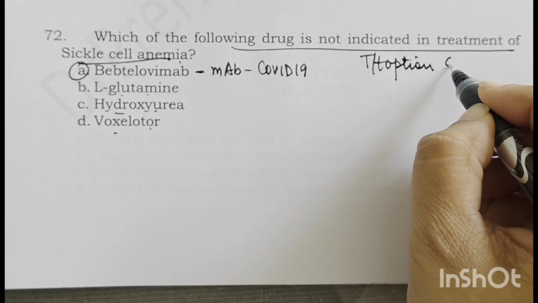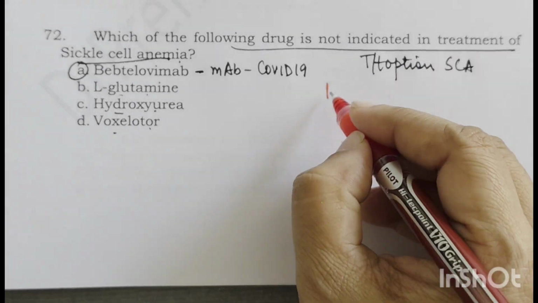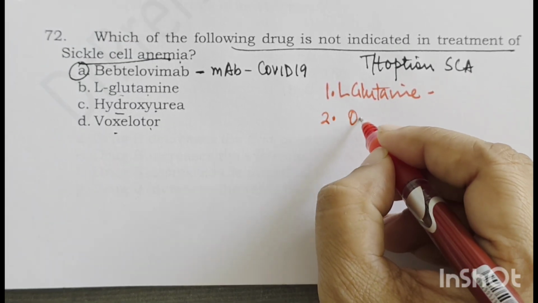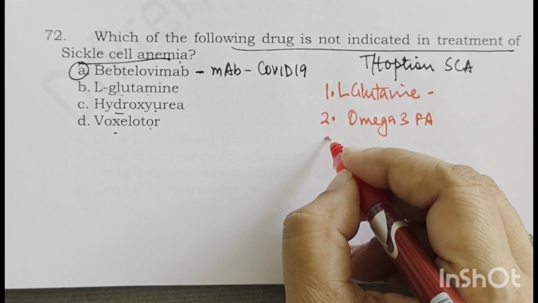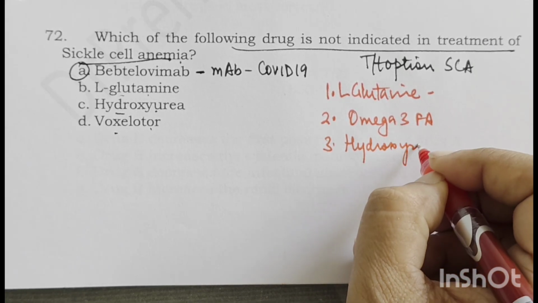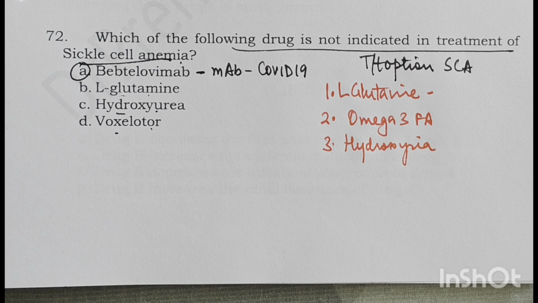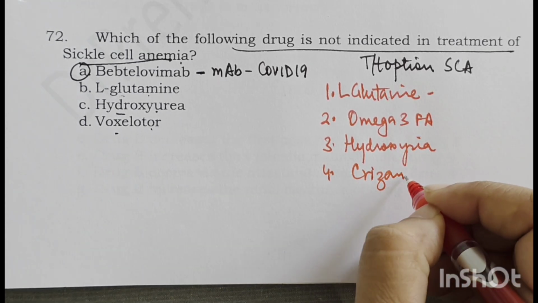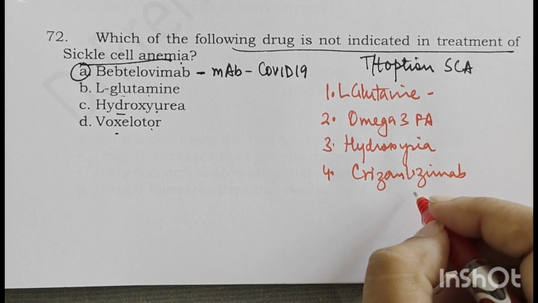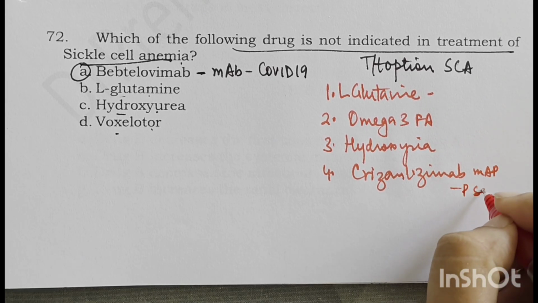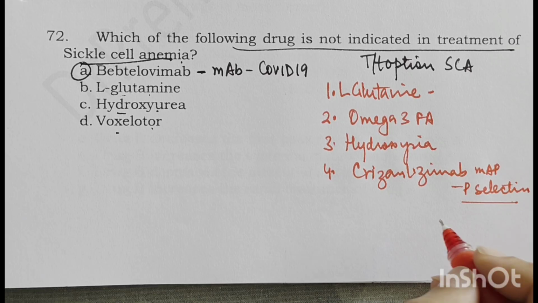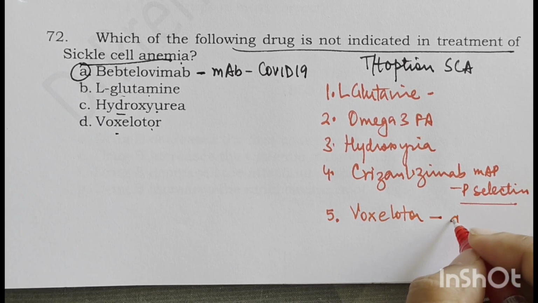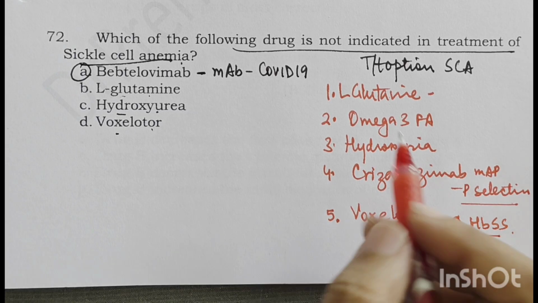For sickle cell anemia, we have number 1, L-glutamine. L-glutamine is shown to have a good influence. Then omega-3 fatty acids. Then hydroxyurea is used. Hydroxyurea increases the hemoglobin F levels. It also reduces the frequency of painful crisis. Then we have crizanlizumab. This is a monoclonal antibody against P-selectin. So this reduces vaso-occlusive episodes by 50%. Then we have voxelotor. It also increases the hemoglobin in patients. So this is the treatment option.